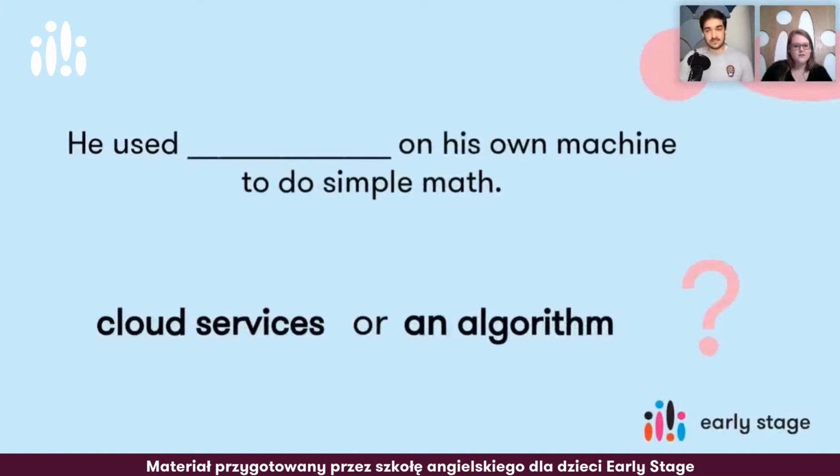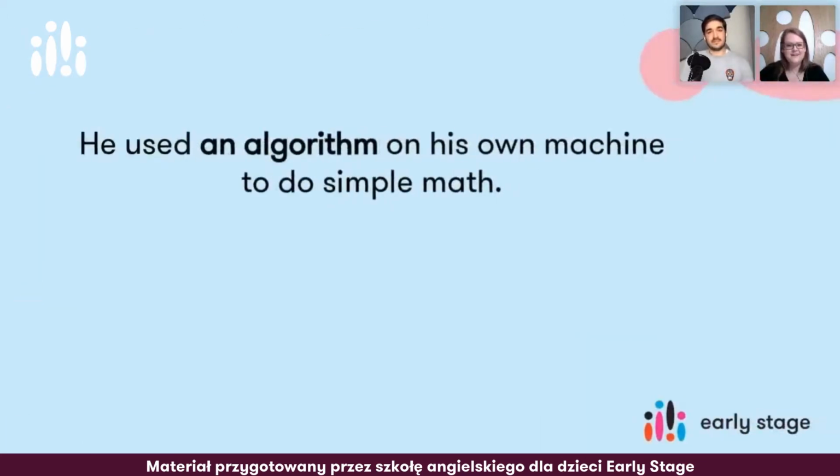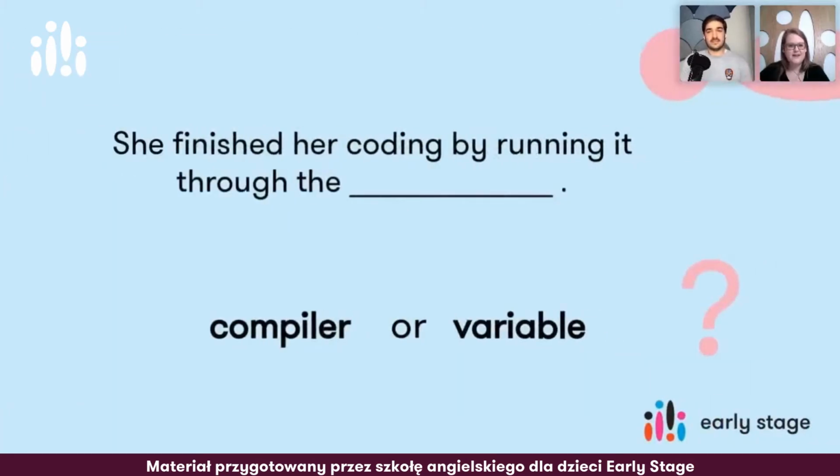Next question. He used on his own machine to do simple math. Cloud services or an algorithm? Okay, an algorithm. Yes, excellent. Very good, guys. Thank you for your quick answers. Okay. She finished her coding by running it through the compiler or variable. Compiler, excellent.